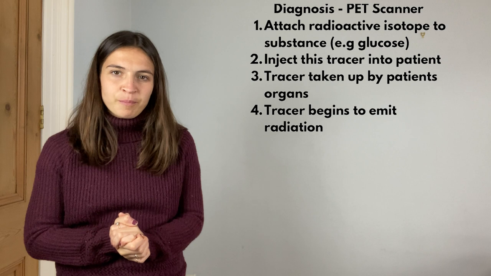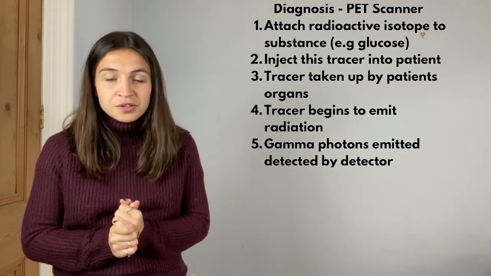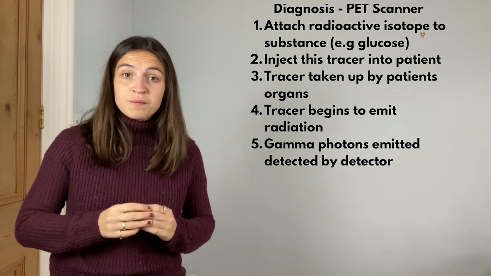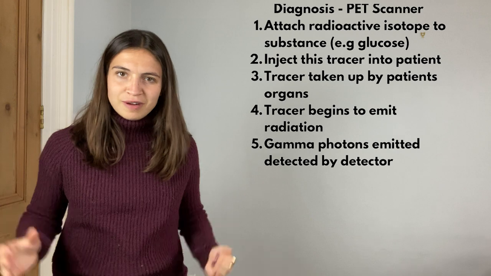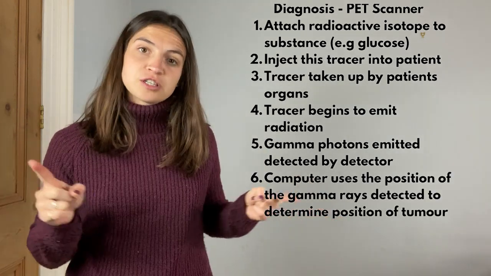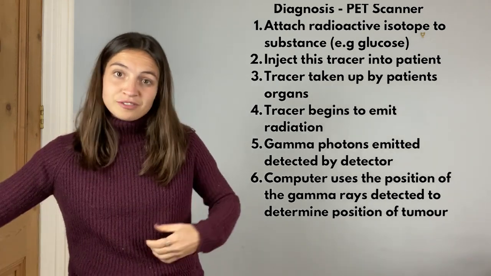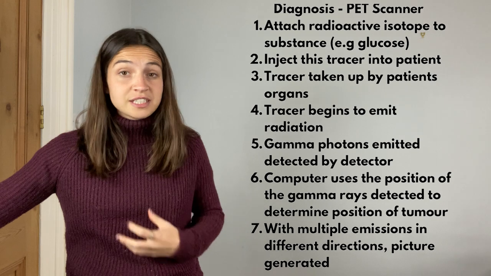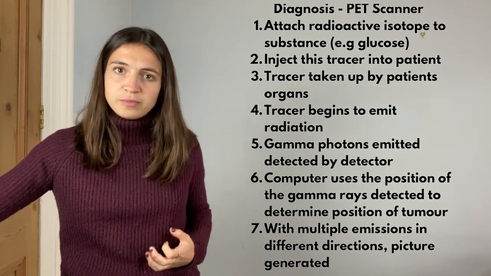At that part of the body, radiation from the isotope is emitted and 2 gamma rays are sent from that part of the body out to the scanner which surrounds the patient. The scanner then uses those 2 gamma rays to determine where that radiation came from. These gamma rays are emitted in all different directions and it helps the scanner to build up a 3D image of what the tumour looks like.